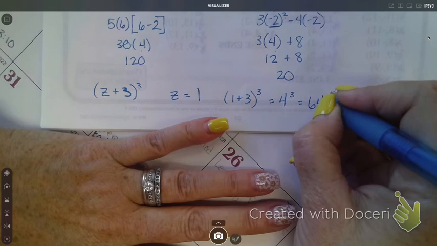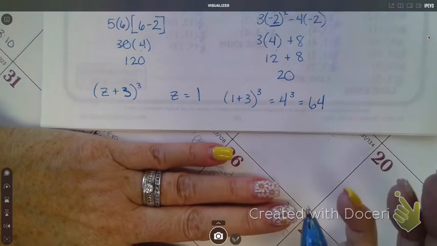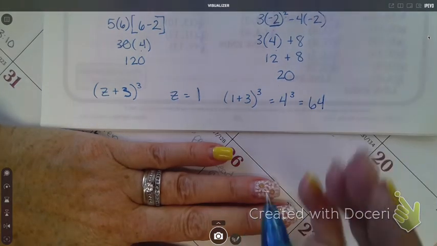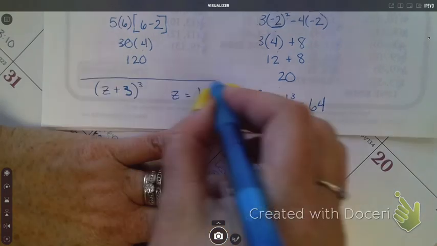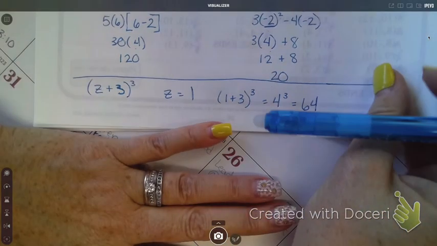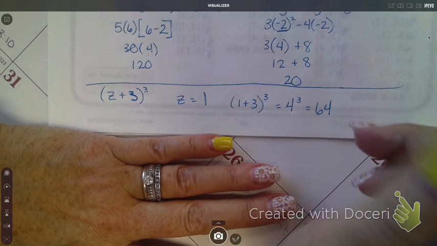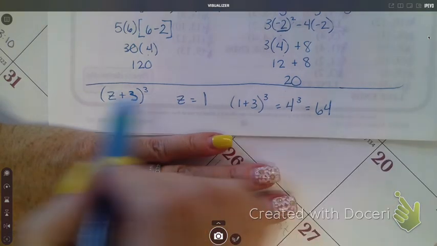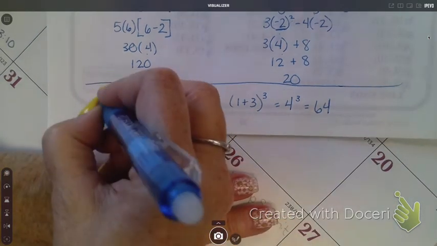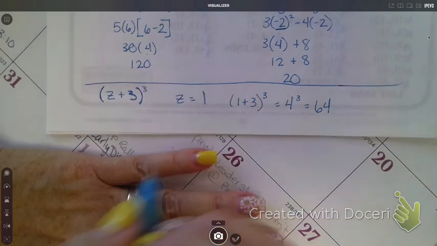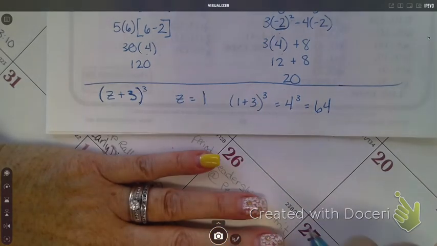Okay. How did you get 10, Gerhard? We're working on 10 first. The parentheses are around the Z plus 3, so don't I have to do the Z plus 3 first?